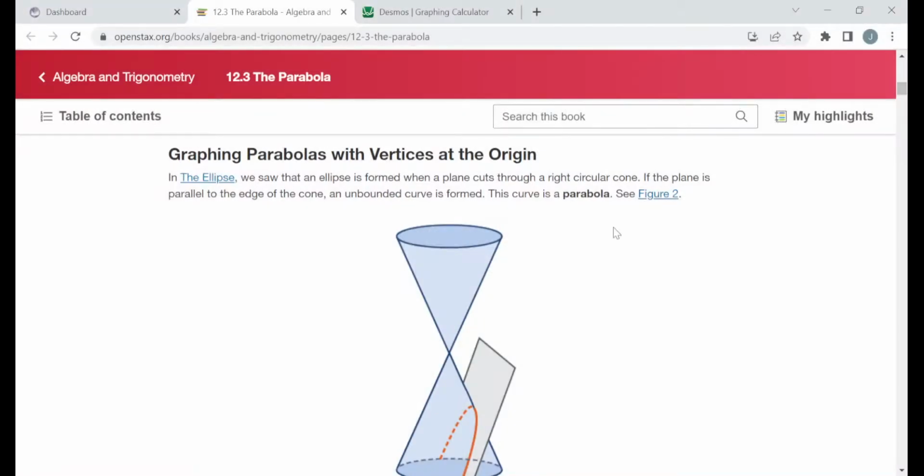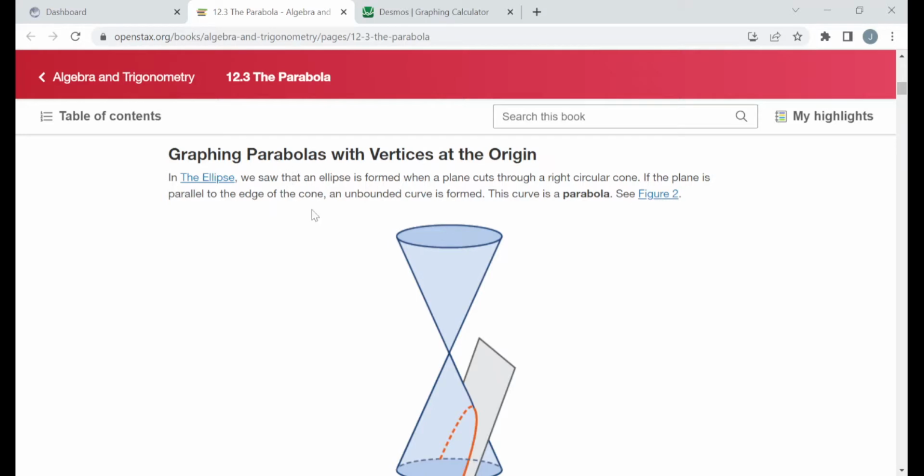Alright, so in this video I'm going to be doing examples that are taken directly from a free online textbook at openstax.org. I'm in their Algebra and Trigonometry text, section 12.3, called the Parabola, under the heading Graphing Parabolas with Vertices at the Origin. Each example I do will be either an example from the reading, a try it problem from the reading, or one of the exercises at the end of the section that's related to this particular objective.